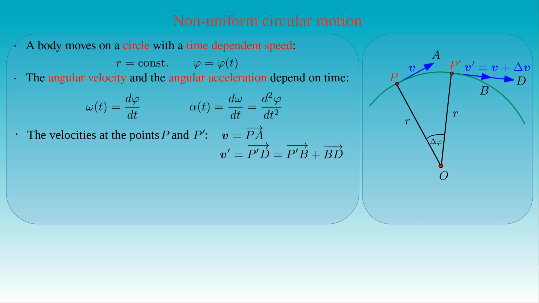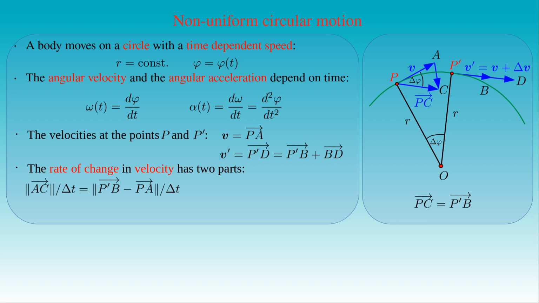By using this vector sum, we can decompose the rate of change of velocity into two parts. First, we translate the vector p'b into the point p, which is equal to the vector pc. Then we construct the difference vector ac of the vectors p'b and pa, and compute the rate of change of this difference, that is the length of p'b minus pa divided by delta t. Here the interval delta t is the elapsed time of travel between the points p and p'. If delta t tends to 0, this rate approaches the ratio of the square of speed v to the radius r, that is the value of the centripetal acceleration, as in the case of the uniform circular motion.